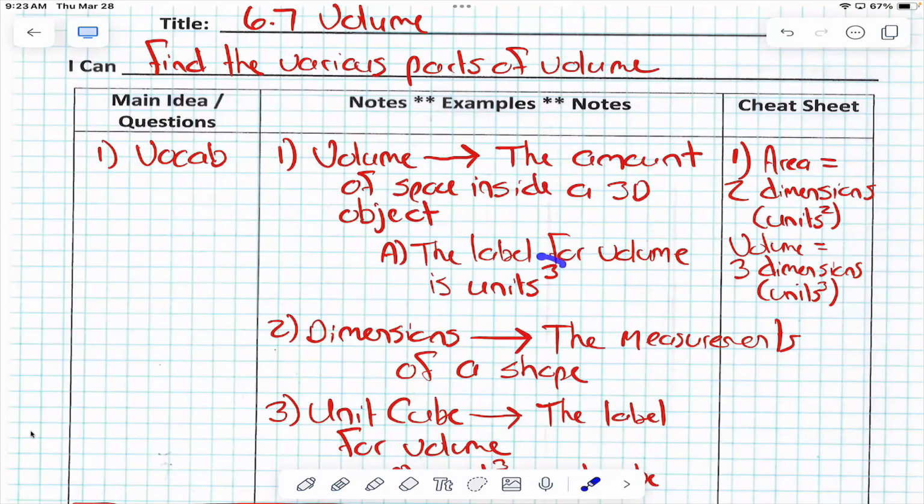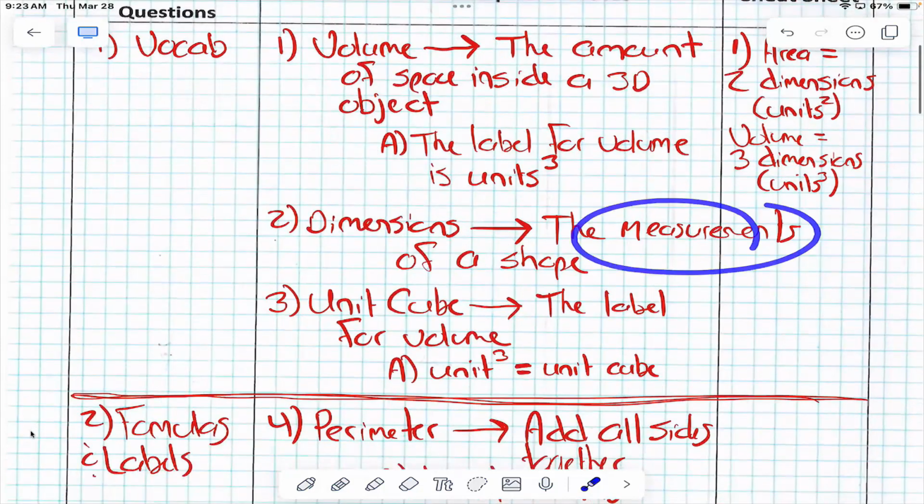3. So the label for volume is actually units to the power of 3. And the 3 represents 3 dimensions, right? Okay, cool. And dimensions we know would be the measurements of a shape. And then this is again talking about units. Units to the power of 3 means the same as units cubed.